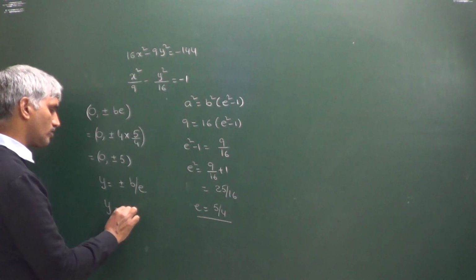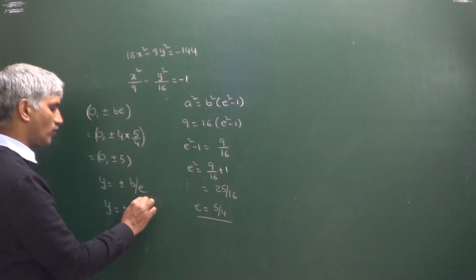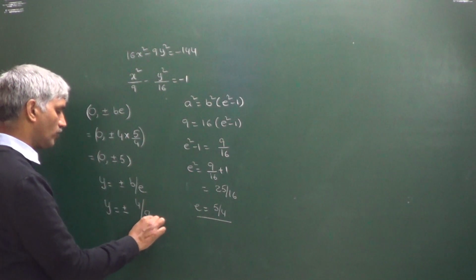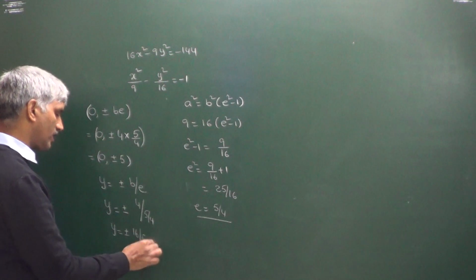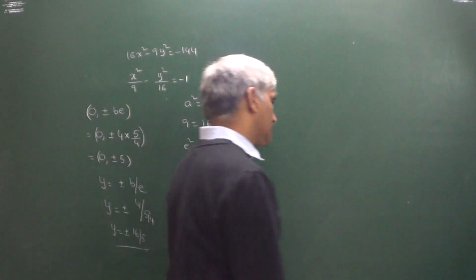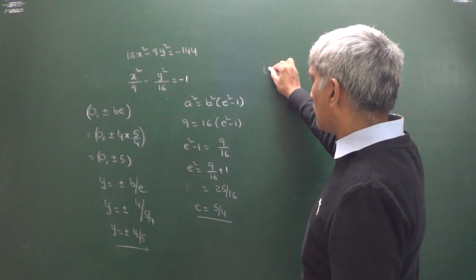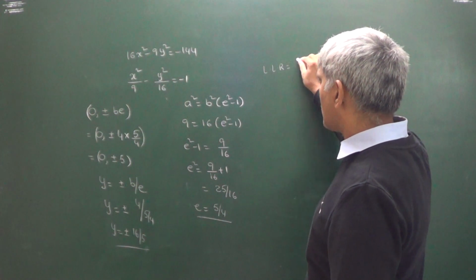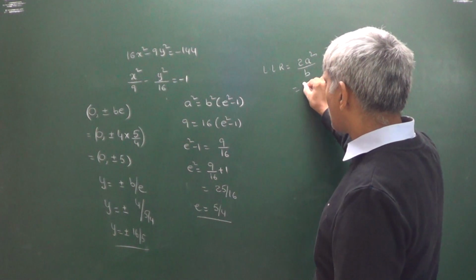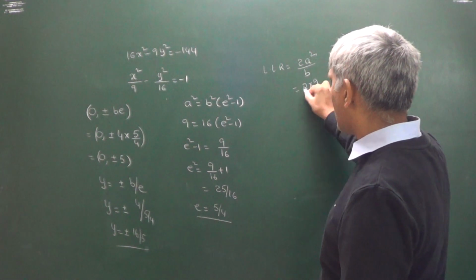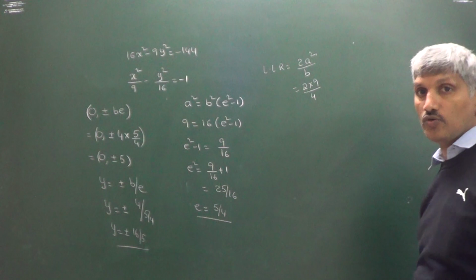That's why y is equal to plus or minus b by e, which is 4 by 5 by 4, that is y is equal to plus or minus 16 by 5. These are the equations of directrices. But what about the length of the latus rectum? Length of the latus rectum in the second case, 2a square by b, that is equal to 2 into a square, which is 9, divided by b, which is 4.